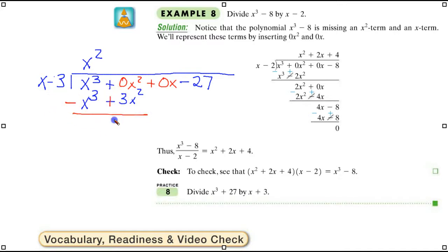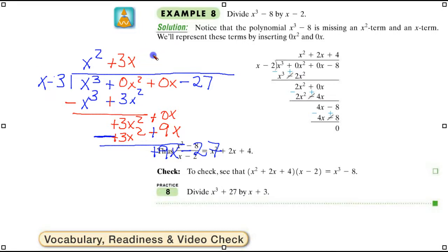Change our signs. Now x goes into this 3x times. So now x times 3x is a positive 3x squared. 3 times this is now a negative 9x. And we didn't bring down our 0x, but that's okay. Now the rule is we put our line, change our signs. This becomes plus 9x. We bring down our negative 27.